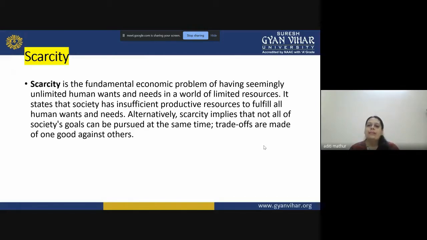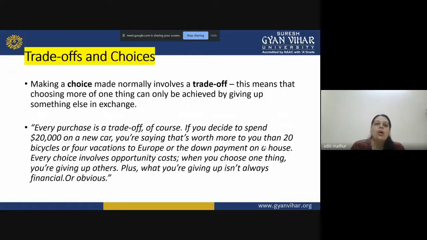Alternatively, scarcity implies that not all societal goals can be pursued at the same time, so trade-offs are made of one good against another. There is always a trade-off available amongst us, that is, what to choose, whether to have an apple or an orange, whether to go to A school or B school, whether to choose science or humanities, right? These trade-offs, what to choose and what not to choose, keep coming as you go ahead in your life, and you will always have choices. At the time when you take the decision, you need to be very sure about the scarce resources which are there. Because of these scarce resources, you will like to have an option selected which gives you the maximum benefits possible, right?